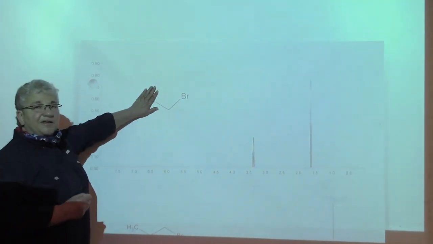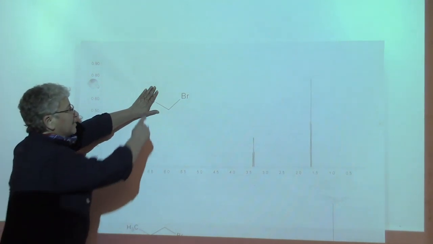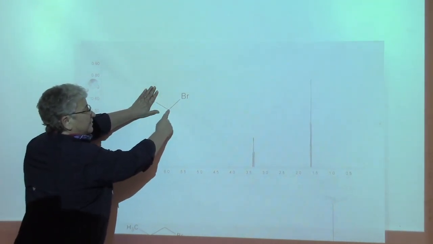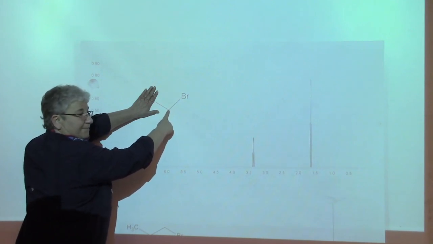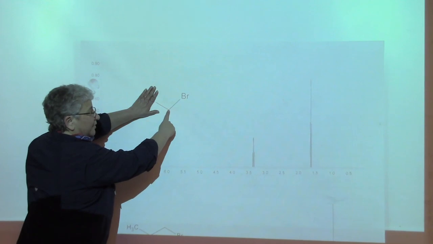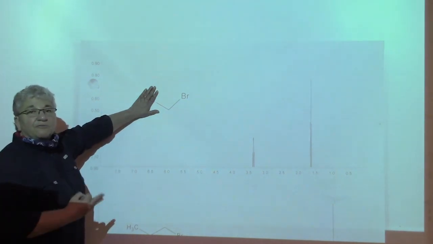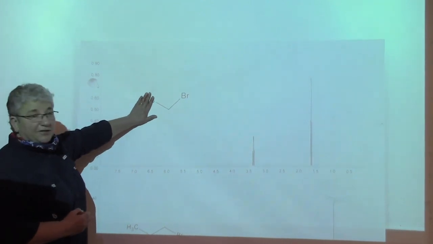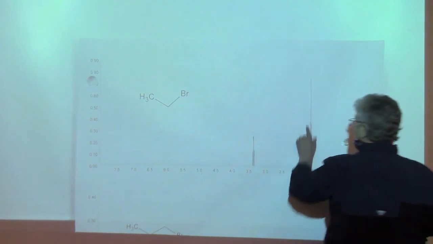What is my splitting pattern? My splitting pattern is based on my neighbors. So I have 2 hydrogens here. I have 2 neighbors, so N is 2. So my splitting pattern, N plus 1, would be 3. So I would be split into a triplet. Come over here, you see a triplet.